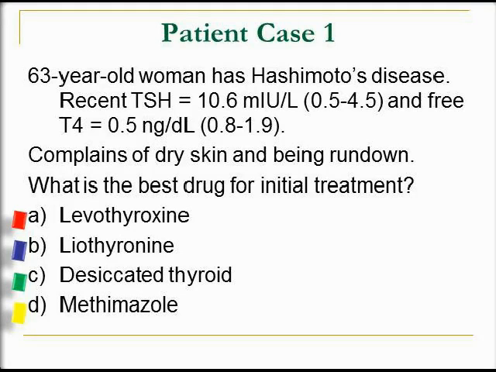All right, so back to that patient case then with Hashimoto's. What is the best initial treatment of choice? Levothyroxine. You can still get synthetic T3. You can still get desiccated thyroid, but they're no longer recommended.